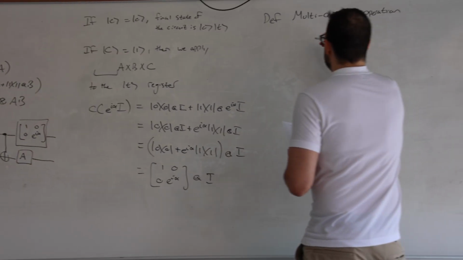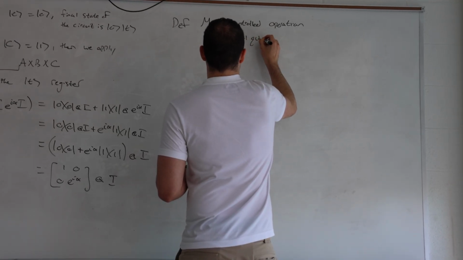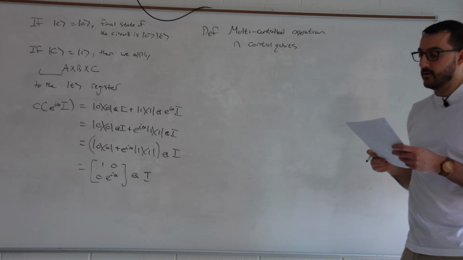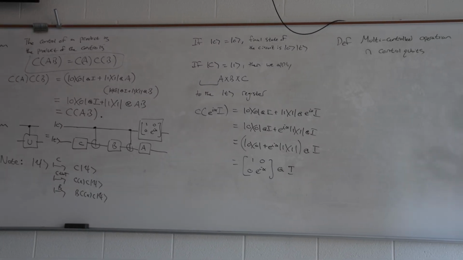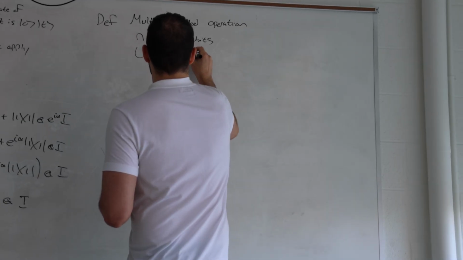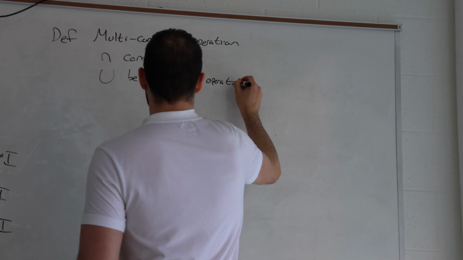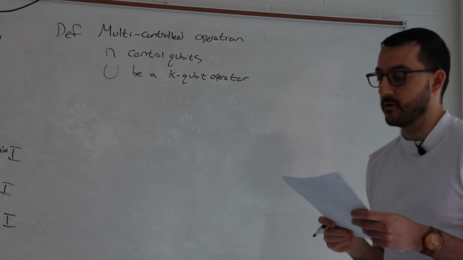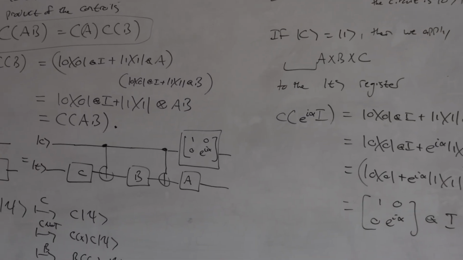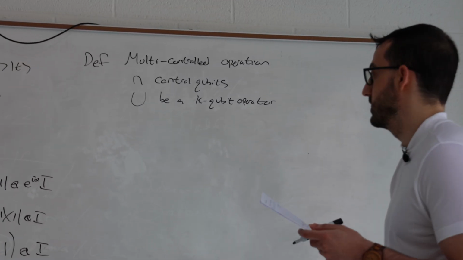So let's say we have n control qubits. So before we had 1, n was equal to 1. Now we want to think about how to do it for any general n. And let's have U be a k qubit operator. So before U was a single qubit operator, k was equal to 1. Now we want to generalize and think about how we can do these types of operations in circuits.